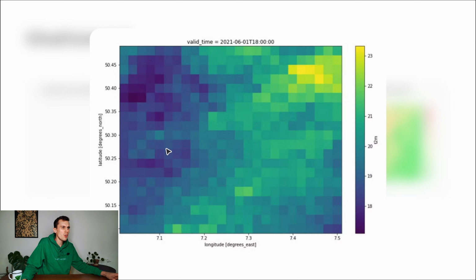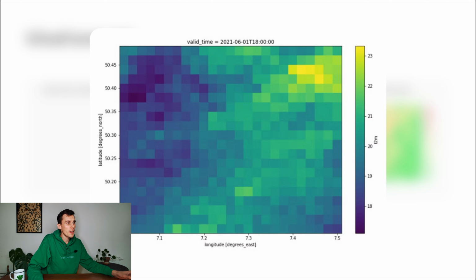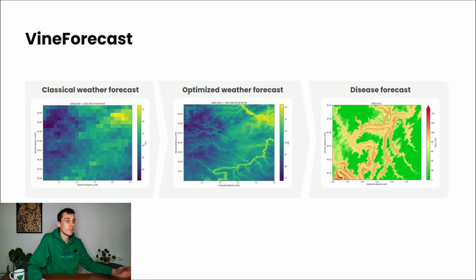As you can see, the forecast is quite pixelated. This is because the associated weather model, here a model from the German Weather Service, has a resolution of 2 by 2 kilometers. So every pixel you can see here has a dimension of 2 by 2 kilometers. And even the best high-resolution weather models nowadays have at best a resolution of 1 by 1 kilometer. For viticulture, where microclimatic effects play a central role, this is naturally quite inaccurate.